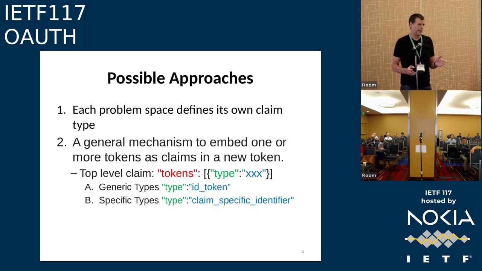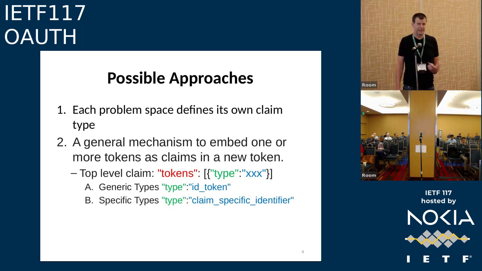It could be an array of strings. It could be an array of objects, or it could just be an object, right? But they would be able to define their own thing. I'll go into more detail into that. Or we can have a general mechanism around how tokens are embedded in other tokens. And so you could start off with, in the doc, there's tokens and it's an array of objects.